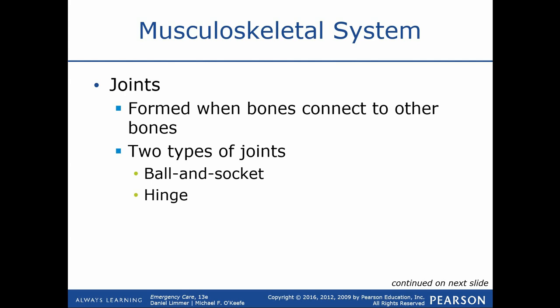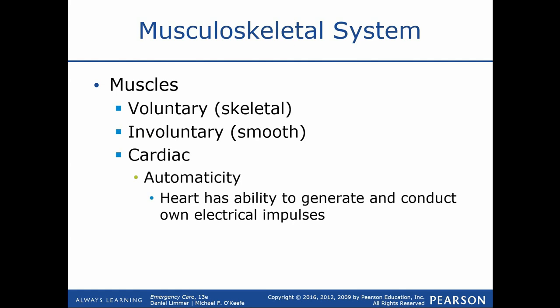Anywhere that you can have rotation, right? You can kind of spin something into a circle, you know you've got ball and socket. Anything that just simply moves one direction or the other would be an example of a hinge joint. So again, not only the knee, but also the elbow would be examples of hinge joints.